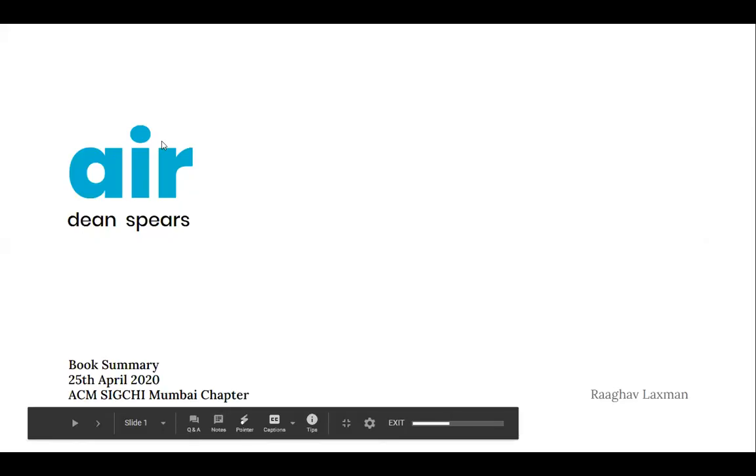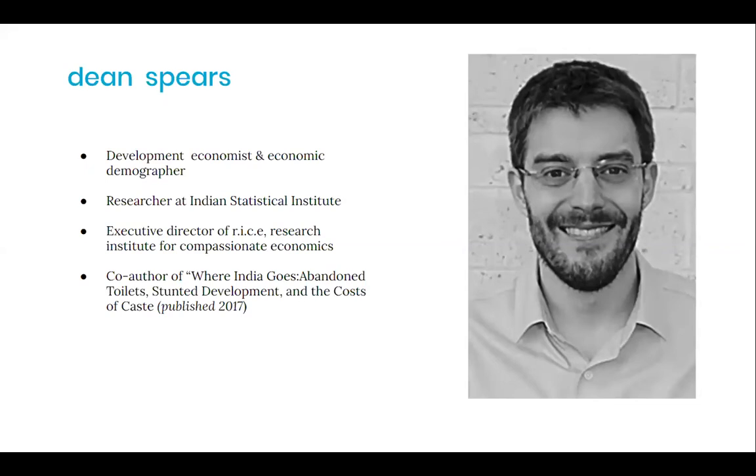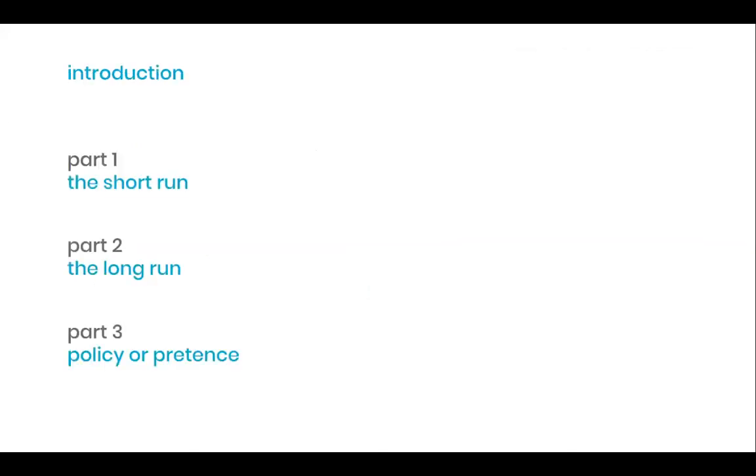Yeah. So Dean Spears is basically a developmental economist and researcher who's been working at the Indian Statistical Institute in Delhi, and he's been living in India since 2011. And he's also the co-author of a famous book which is called Where India Goes, which is about open defecation in India. And the book is basically broken down into 4 parts.